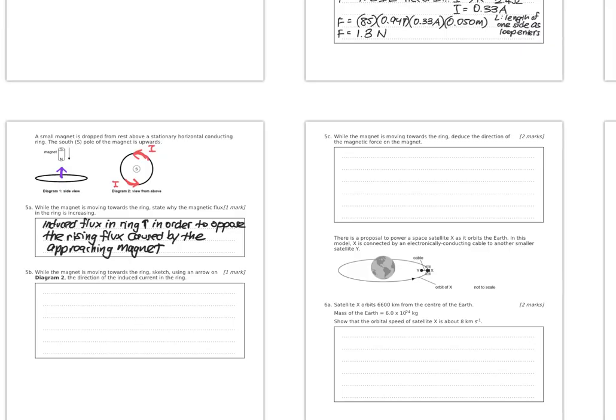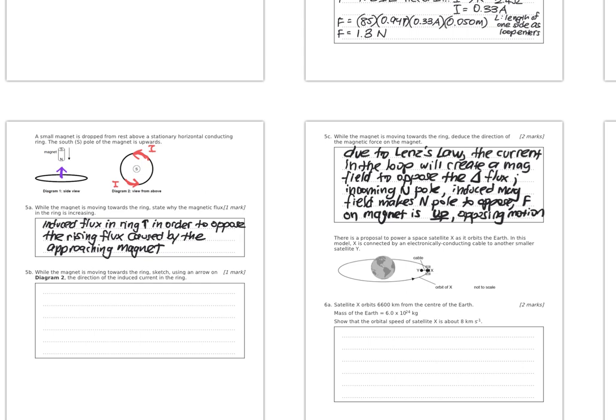I don't really get the point of 5C, because if you can answer 5B, then you understand Lenz's law and why the induced magnetic field is opposing the incoming magnetic field. But it says deduce the direction of the magnetic force on the magnet. But yeah, if you can answer 5B, then you can answer 5C. I guess they just want the explanation behind 5B. 5B is just draw some arrows. 5C is kind of explain what's going on.